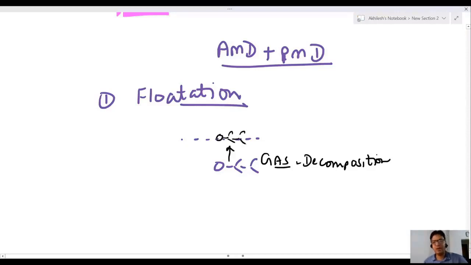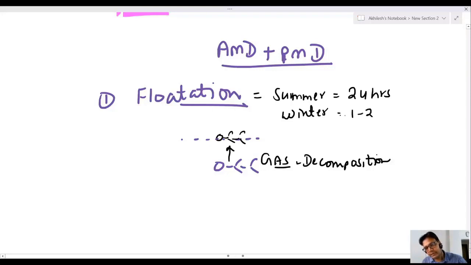Now, doctor sahab, this flotation time in summer is 24 hours and in winter, sir, it is 1 to 2 days. Why in winter it is more? Because in winter decomposition is slow. That's why flotation time is more in winter. But sir, flotation of the body is seen in antemortem and postmortem drowning, doesn't matter.